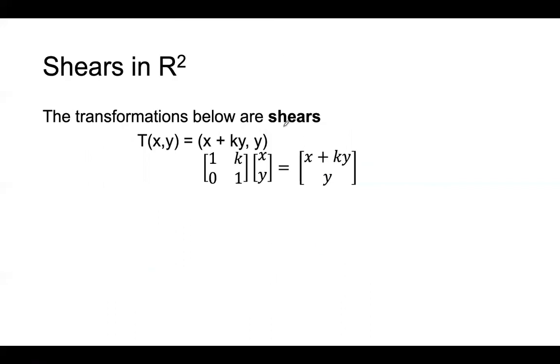And then there are the shears. It'd be like x plus ky. Y is just a factor, and it can shift things over. You can see what that will look like. There are other types of shears as well. This is just one particular shear.